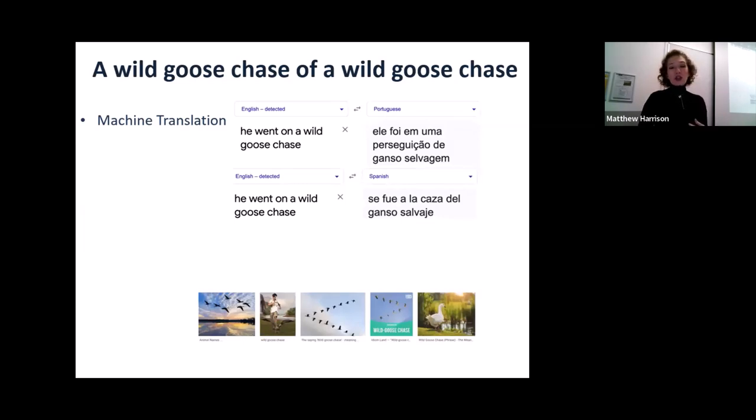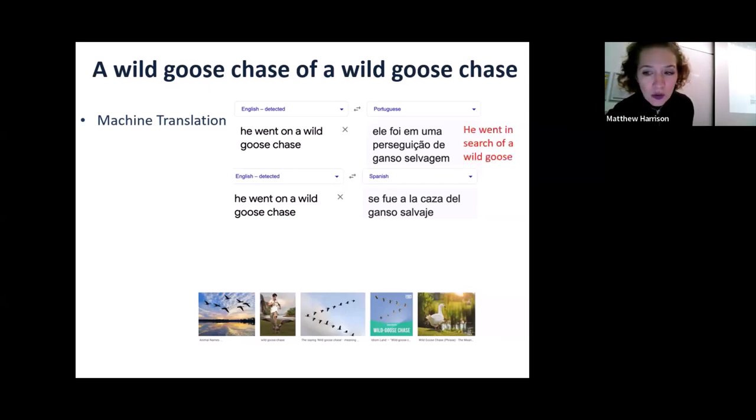So if we look at machine translation, and I try to translate "he went on a wild goose chase" to Portuguese, the translation would be literal, that he chased the wild geese, and it wouldn't make sense in Portuguese. And for Spanish, it would be the same. It would translate literally to Spanish.